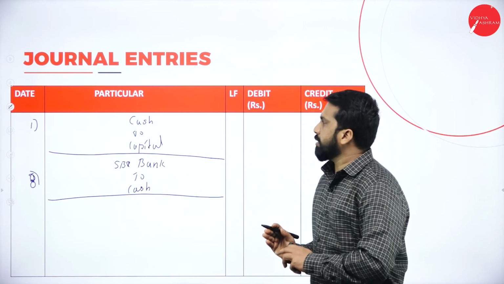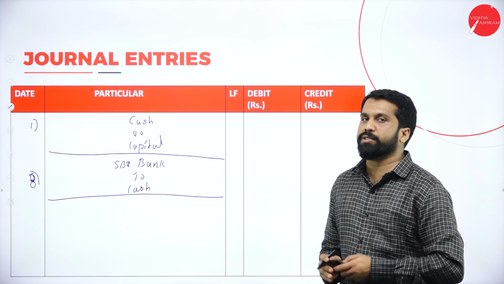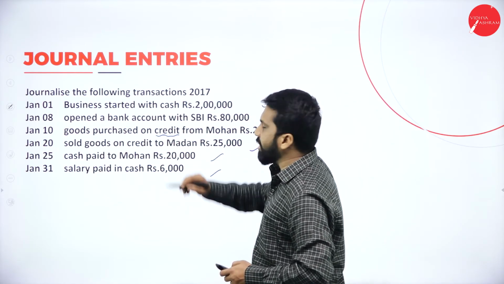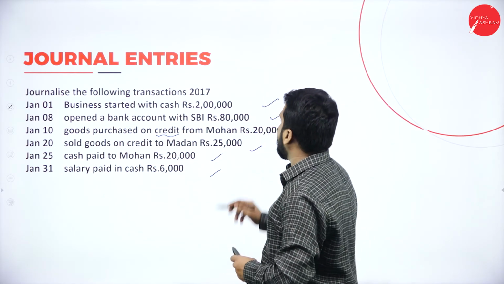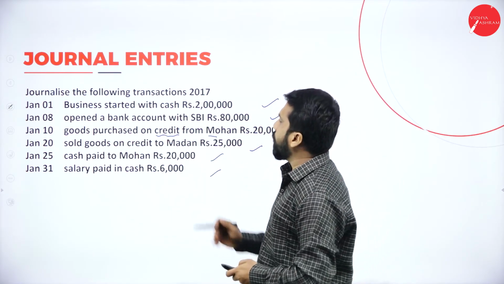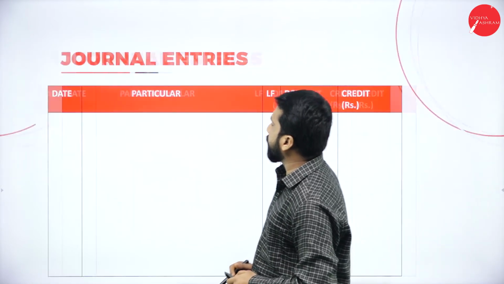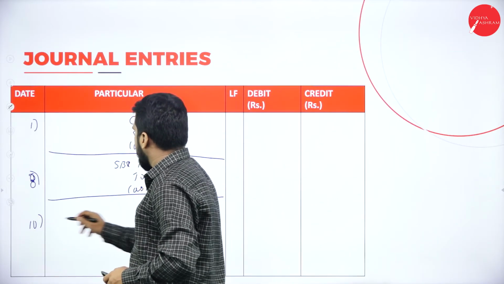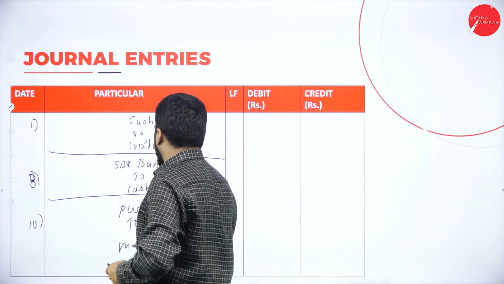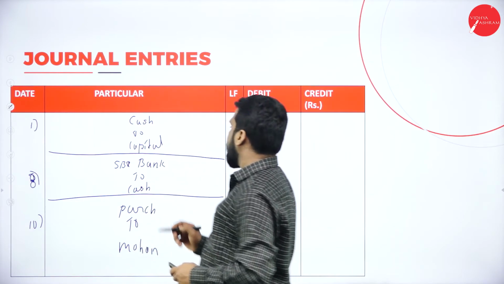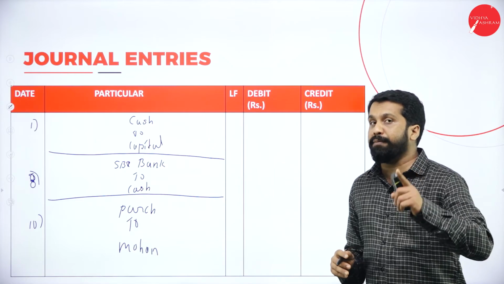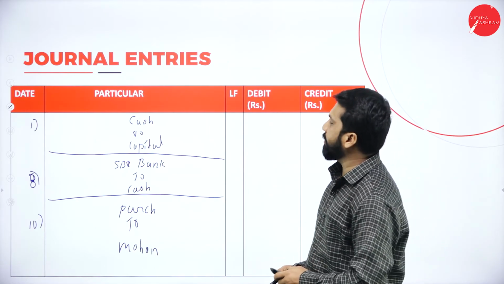As I told you, this will be your shortcut hint. You have to solve this. Next. Goods purchased on credit. Credit means you should use a name. Mohan. Purchase is always debit. So Mohan is credit. Purchase to Mohan. January 10th. Purchase to Mohan. All 3 journal entries are done. Amount and everything, narrations, you should write yourself. Next.